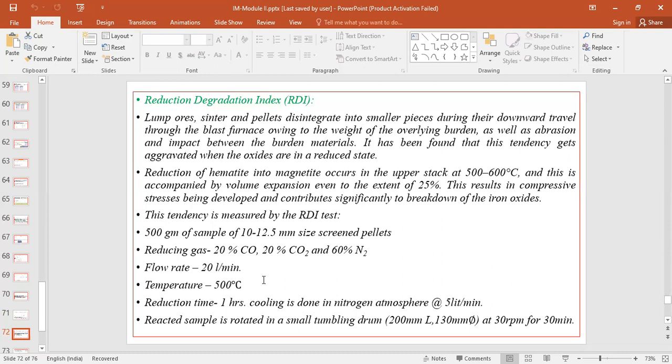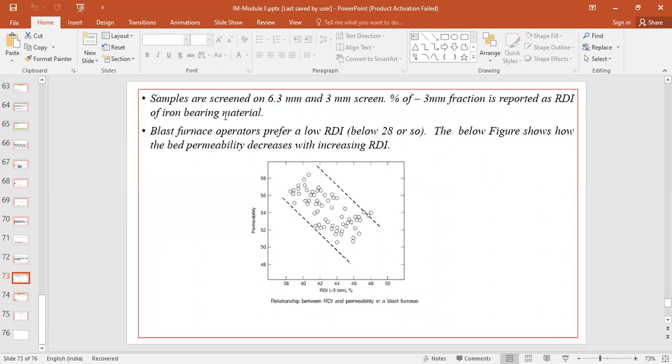Again, we carry out the same kind of experiment where we take a 500 gram sample in a reducing atmosphere of 20% CO, 20% CO2, and 60% N2. Flow rate is 20 liters per minute. Temperature 500 degrees centigrade. Reduction time is 1 hour. We allow these samples to rotate in the tumbling drum at 30 RPM for 30 minutes. The samples are screened on 6.3 mm and 3 mm screens, and we should get a low RDI below 28.